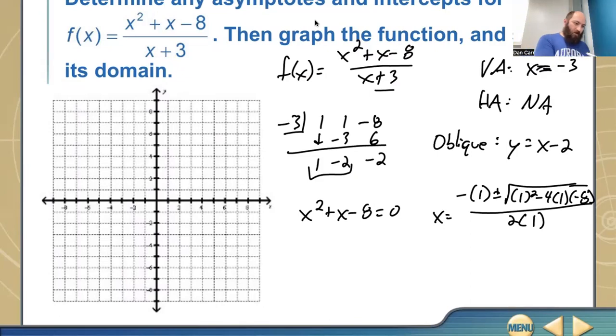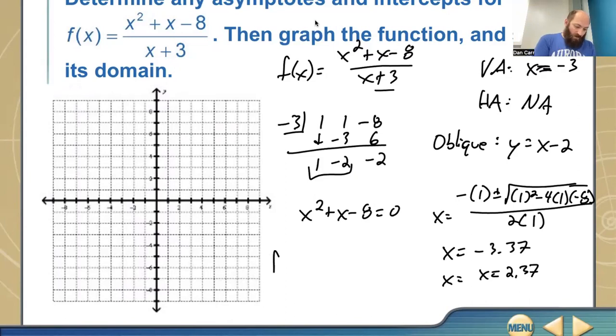Okay, so from my calculator, I'm going to get two irrational values here. I'm going to get x is equal to negative 3.37, and my second value is going to be 2.37. Okay, also I can look for my y-intercept.